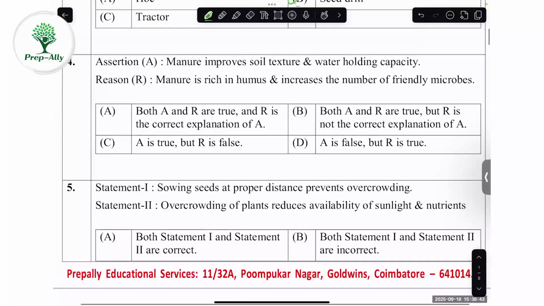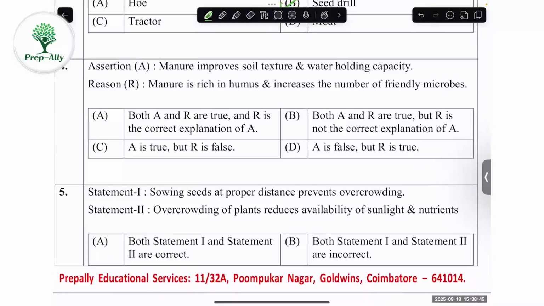Fourth question. This is an assertion-reason question. The assertion is: manure improves soil texture and water holding capacity. And the reason is: manure is rich in humus and increases the number of friendly microbes.